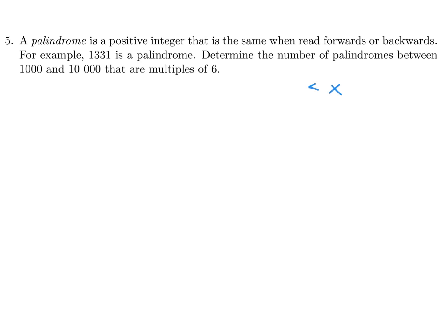X is therefore between 1,000 and 10,000. So x is greater than or equal to 1001 and less than or equal to 9999. So that means all of these numbers have 4 digits. So since it's a palindrome, it'll be of the form A, B, B, A, just like the musical group ABBA. And we have to use divisibility rules.